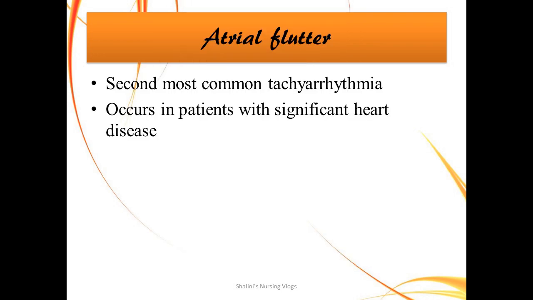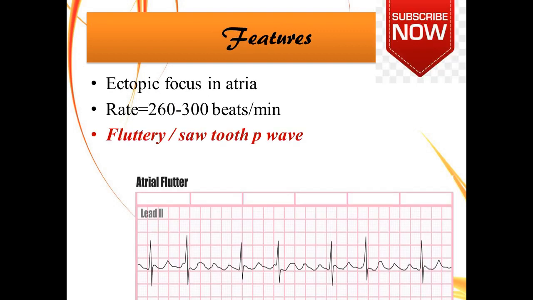The next condition that we have to look at today is atrial flutter. This is the second most common tachyarrhythmia. It occurs in patients with significant heart disease. So what are the features of atrial flutter? Just like atrial fibrillation, again the impulses are discharged from some ectopic foci in the atria, and the rate is almost 260 to 300 beats per minute. As I told you in the previous picture also, usually in a flutter the waves are of similar morphology and it will look fluttery or have a sawtooth appearance. It is called a sawtooth P wave.